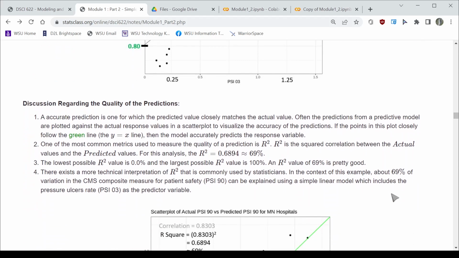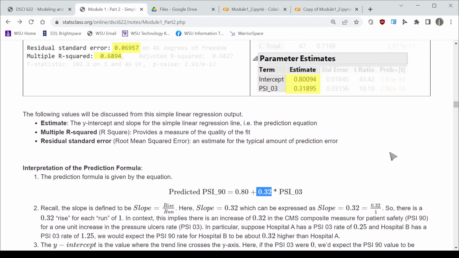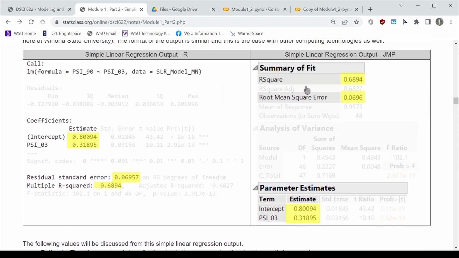Okay, let's talk about the quality of the predictions. The R-squared is used to measure the quality of the predictions. So the R-squared value here is 0.6894. Looks like R calls it the multiple R-squared, but it's the 0.6894.